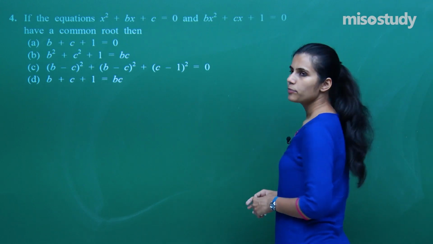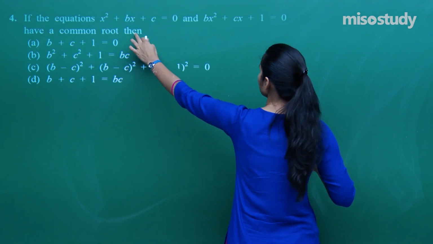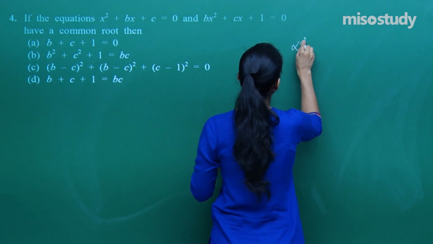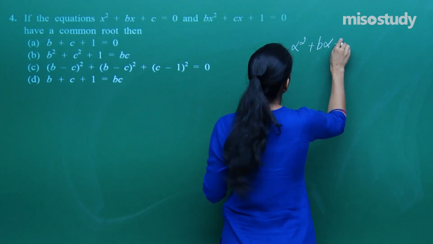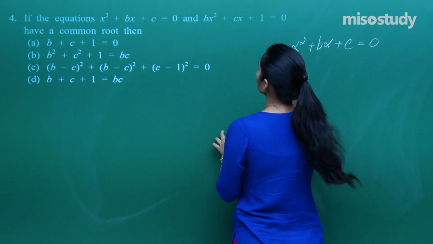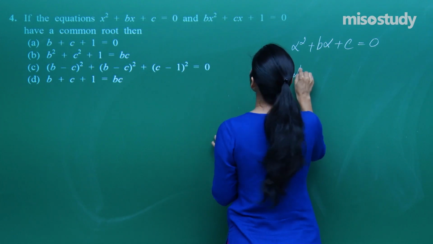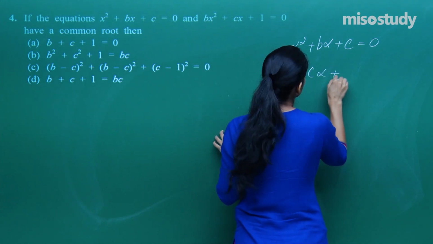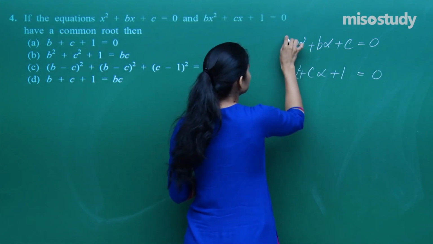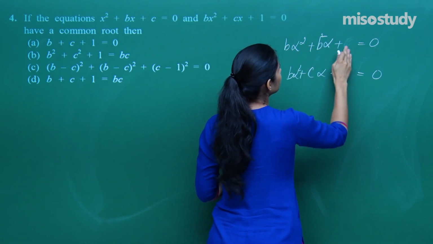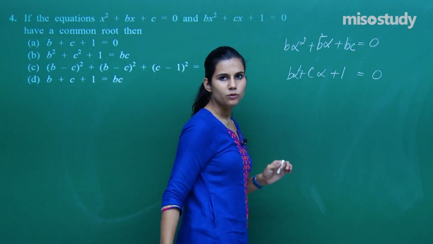Okay, so alpha is suppose the common root. So, alpha will satisfy this and this. So, you have alpha square plus B alpha plus C is 0, and you also have B alpha square plus C alpha plus 1 is 0. Just multiply the entire first equation by B.